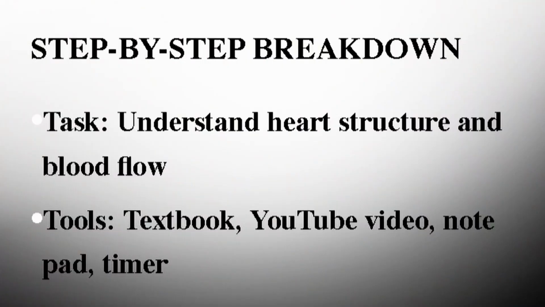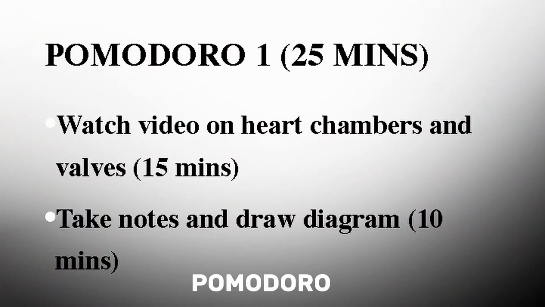This is very important. So, what are the tasks? Number one, your task is to understand heart structure and blood flow. And then what are the tools? You're using your textbook, your notebook, a YouTube video, a timer, your notepad, and your writing material. Beautiful. So, Pomodoro 1. Right in front of me right now, I have my textbook, my notebook on the circulatory system, and my writing pad.